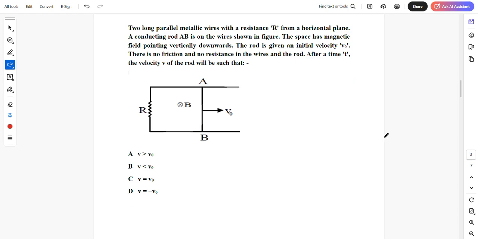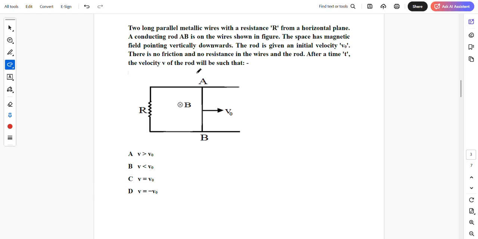We will see the next problem. What it is saying: two long parallel metallic wires with resistance R form a horizontal plane. Now a conducting rod AB is on the wires as shown in the figure. The space has a magnetic field pointing vertically downwards. The rod is given an initial velocity V0. There is no friction between the wire and the rod.